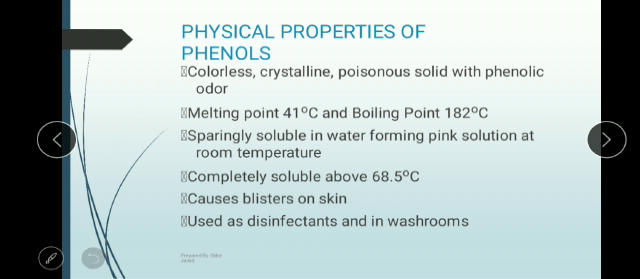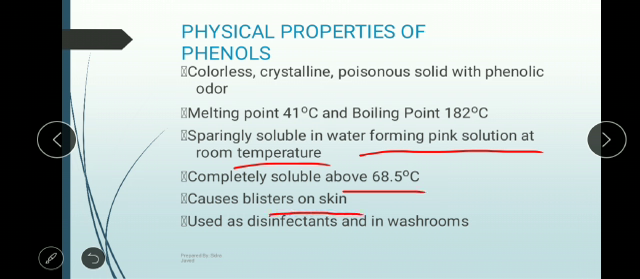Physical properties of phenols: colorless, crystalline, poisonous solid with phenolic odor. Melting point 41 degrees Celsius, and boiling point 182 degrees Celsius. Sparingly soluble in water, forming a pink solution at room temperature. Completely soluble above 68.5 degrees Celsius. It causes blisters on skin and is used as a disinfectant in washrooms.